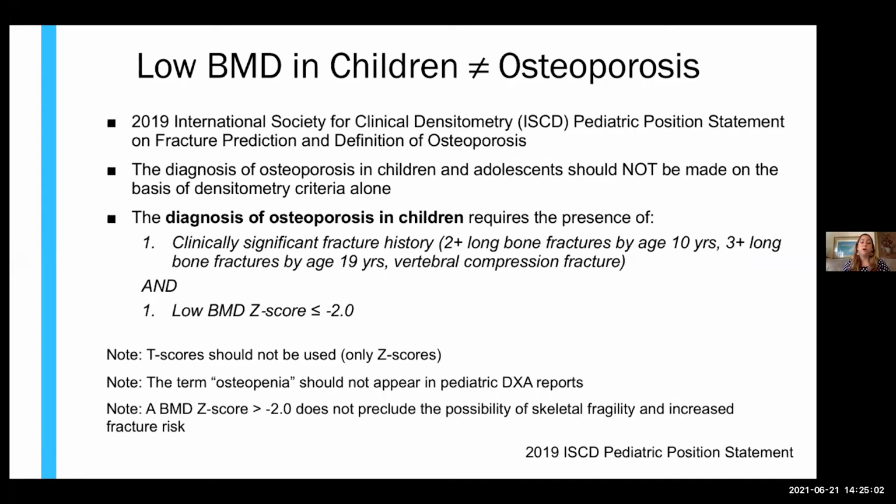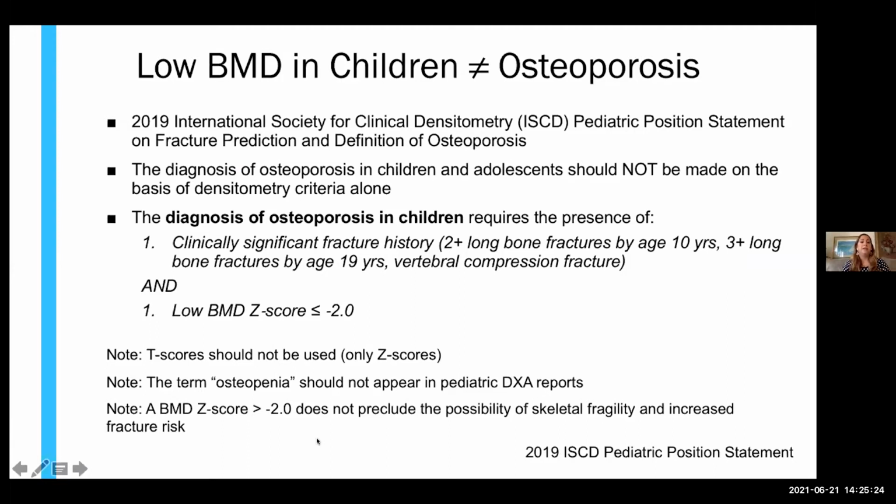When the Z-score is low, we call that low bone mineral density, but the actual definition of osteoporosis has to also include clinically significant fractures. They define this as 2 or more long bone fractures by age 10, 3 or more long bone fractures by age 19, or a vertebral compression fracture.